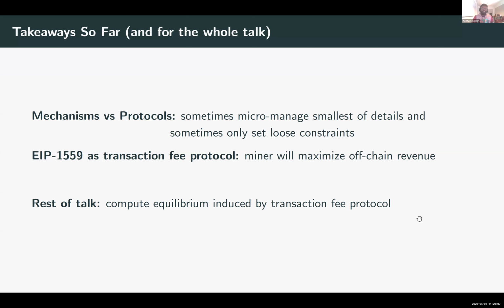For the rest of the talk, we'll just double down on the second takeaway, and we'll ask, instead of EIP 1559, if I just have an arbitrary transaction fee protocol, what is the equilibrium that will be induced by this protocol?